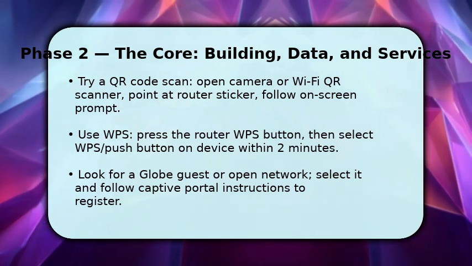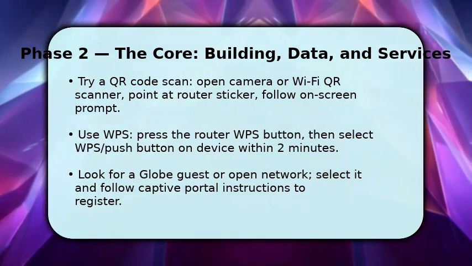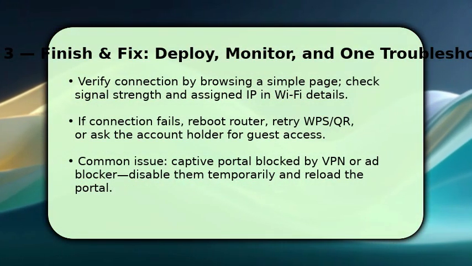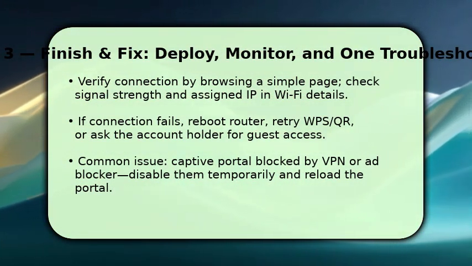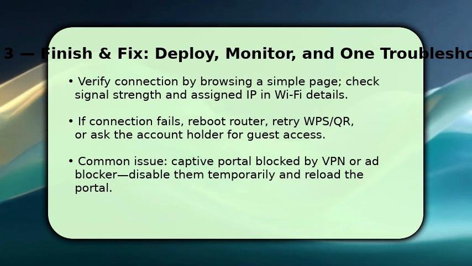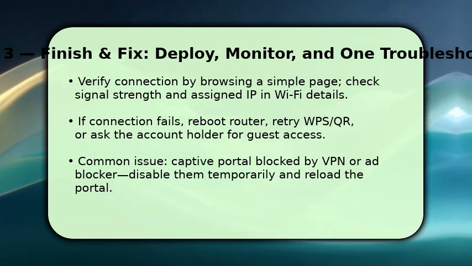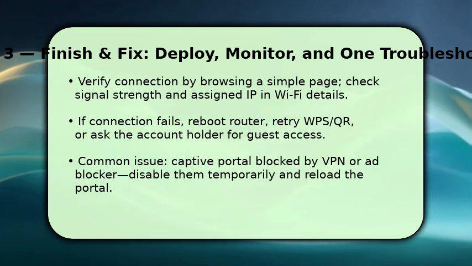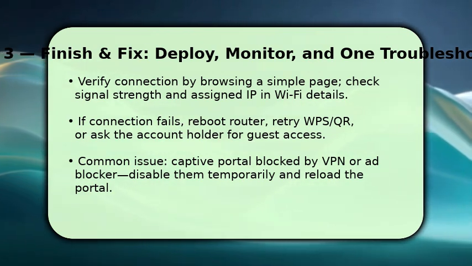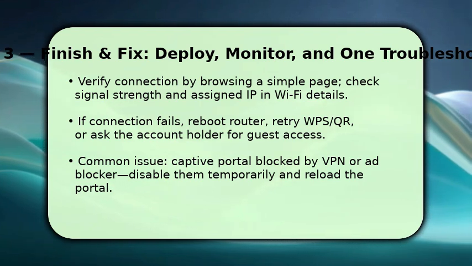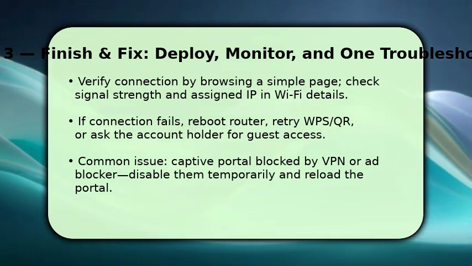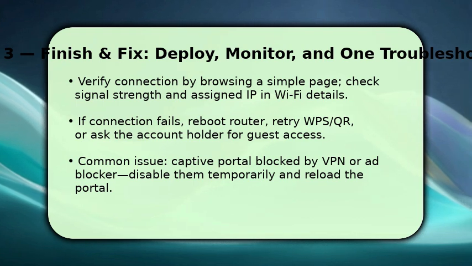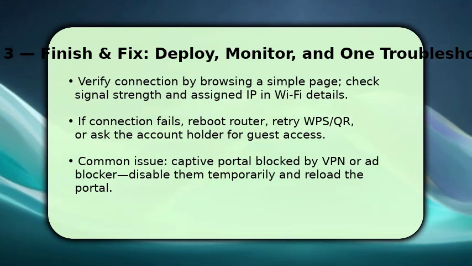To finish, confirm you are online by loading a lightweight web page and checking Wi-Fi details for an IP address and decent signal. If it fails, reboot the router or hotspot, then retry the QR or WPS steps. Many temporary issues clear that way. If problems persist, ask the account owner to enable guest access or provide a temporary passcode. One key troubleshooting tip: captive portal pages sometimes don't load when a VPN or ad blocker is active.